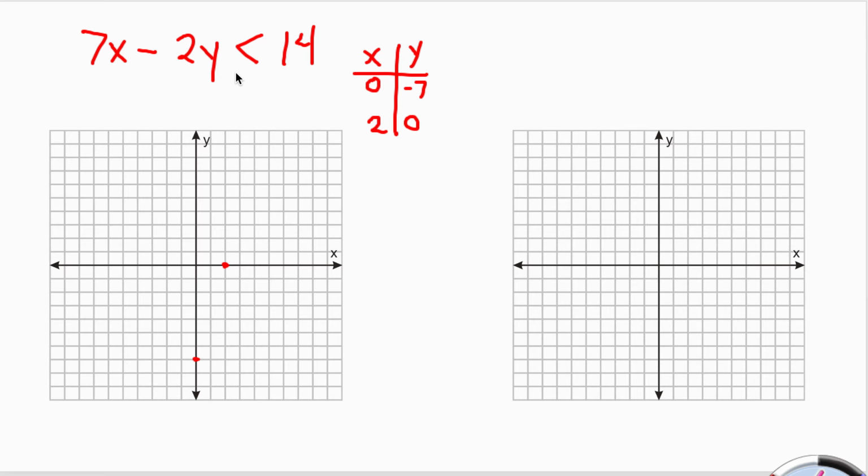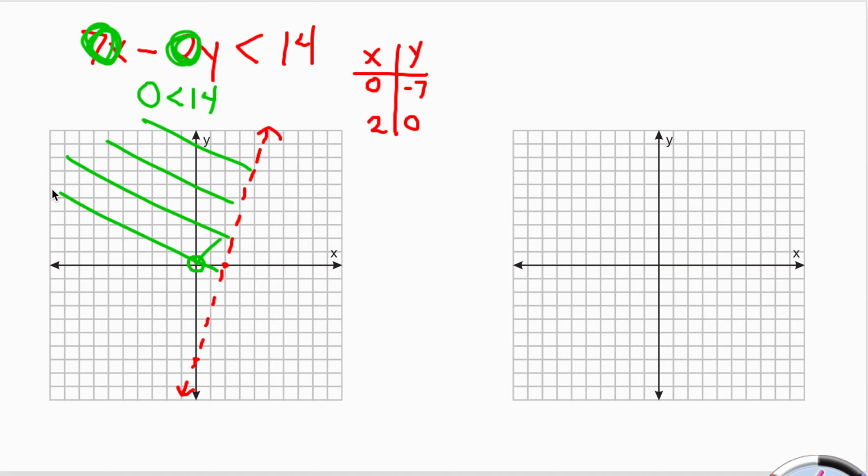Now my question is, do I draw a solid or a dotted line? I hope you said dotted because it doesn't have the equal part. So let's make this dotted, dash, dotted, whatever you want to call it. Not solid. Okay, and then I have to choose which side to shade. So I'm going to plug a 0 in for x and y. That would be 0. So my question is, is 0 less than 14? Yes, it is. That means this side has all my answers on it. Okay?